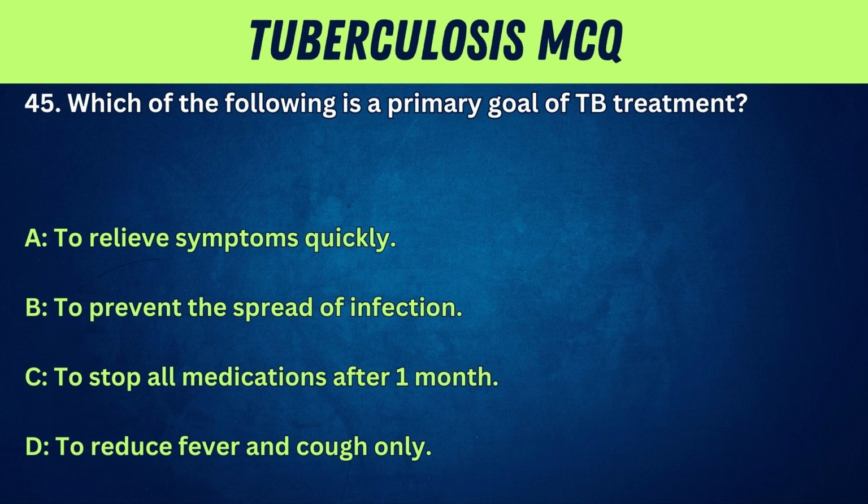45. Which of the following is a primary goal of TB treatment? A. To relieve symptoms quickly. B. To prevent the spread of infection. C. To stop all medications after 1 month. D. To reduce fever and cough only.